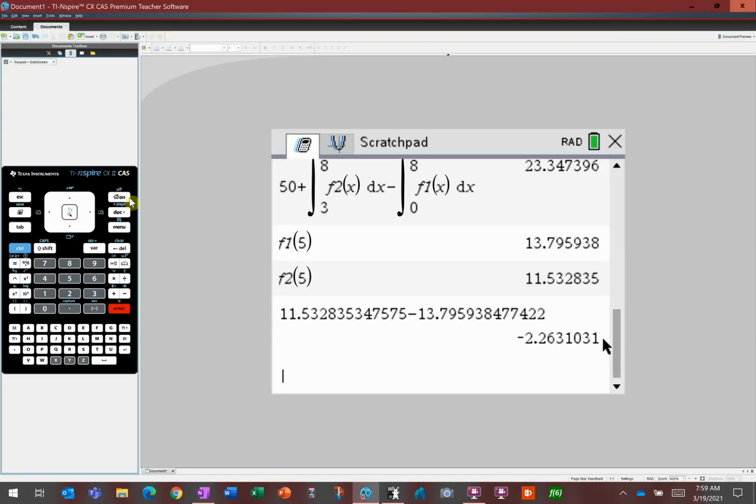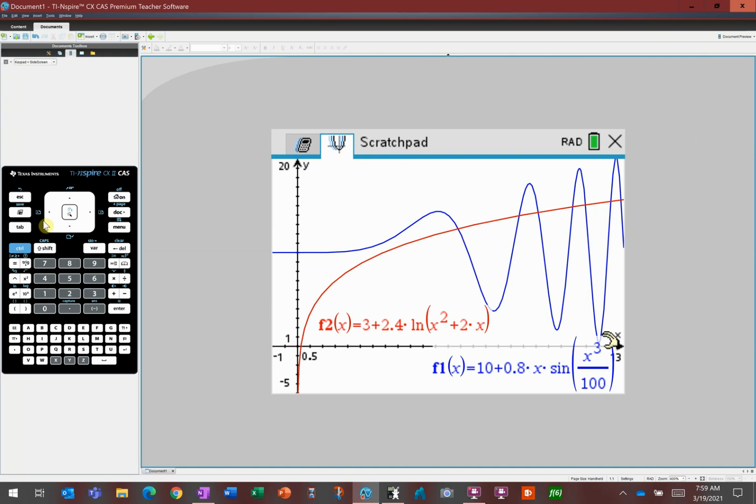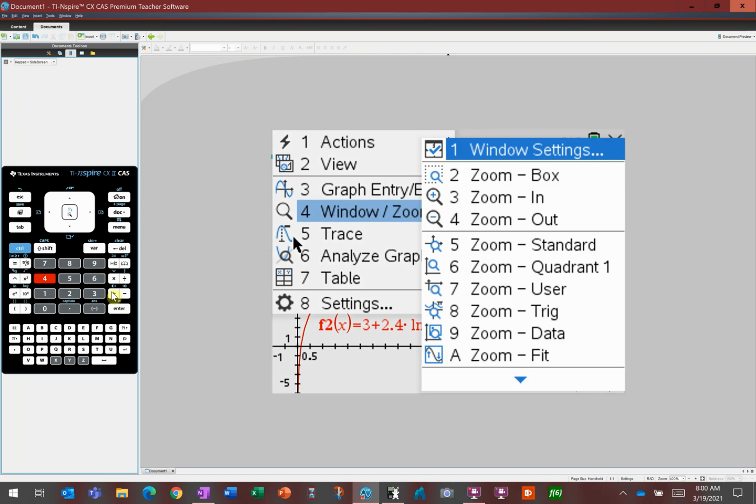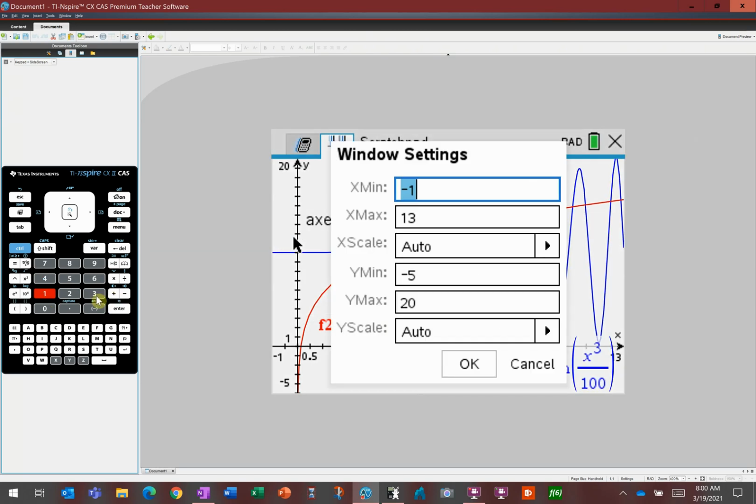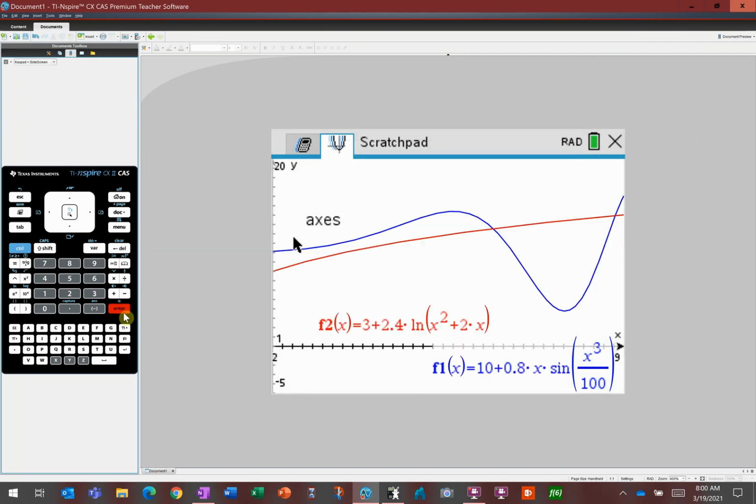It looks like I can even change my window a little bit, right? So this is going a little bit too far. I'm going to change my window just to go between 3 and 8. So menu, window, window settings. We're going between 3 and, I'm, again, always a little suspect, so I'm going to go between 2 and 9, just in case something happens really close to between 3 and 8, right? That's going to be too far over, I think.